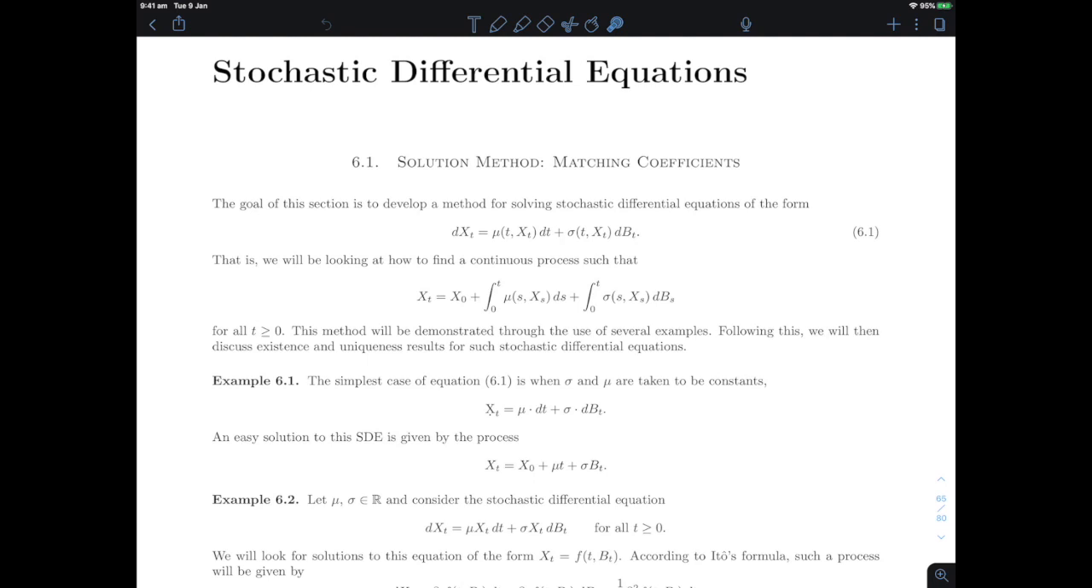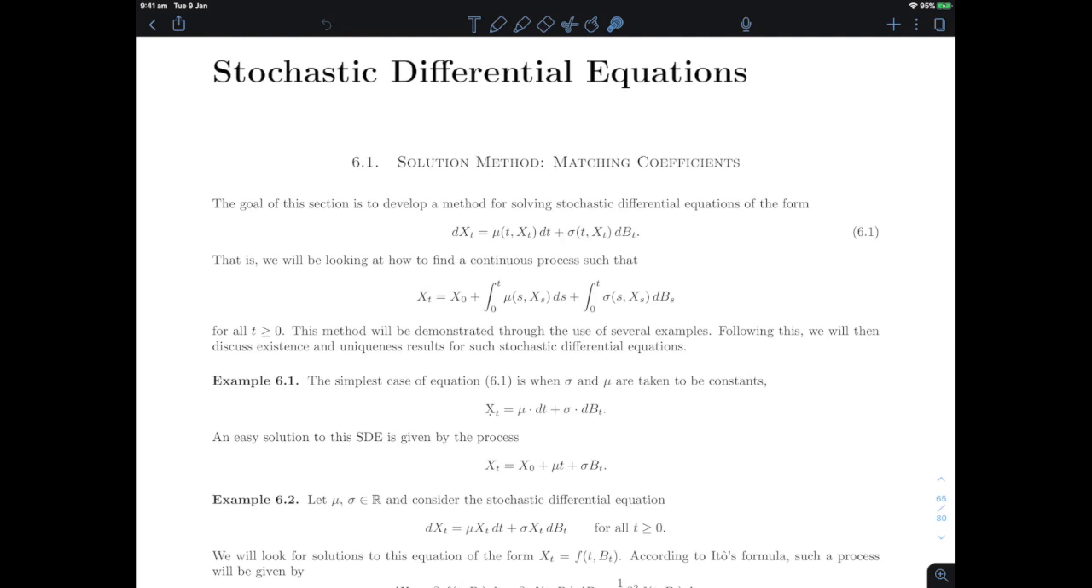Xt minus X0 is a certain Lebesgue integral of a process that depends on Xt, a certain function mu of Xs and s, plus an Ito integral of a process sigma(s, Xs) that depends also on the time parameter and the process itself. So the question is, can we always find a solution to that? Under which conditions on mu and sigma can we guarantee existence and uniqueness of the solution in an appropriate space of processes? So we're going to do two things.